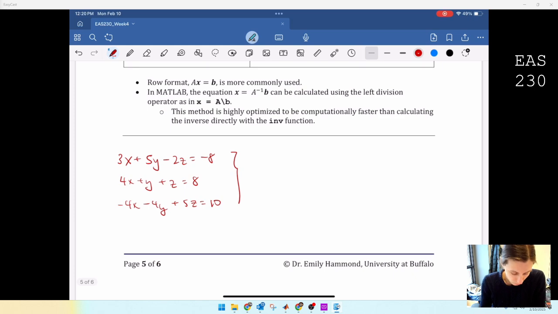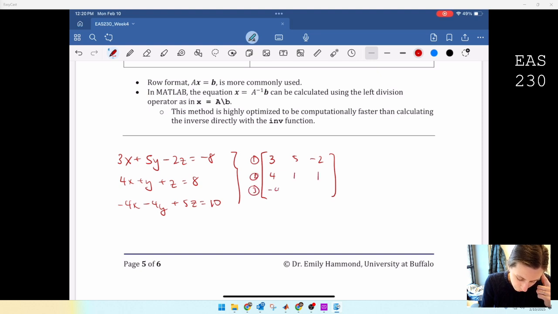So if I look at this system, I've got matrix A, which is going to be filled with my coefficients. So from equation 1, it's 3, 5, negative 2. From equation 2, it's 4, 1, 1. From equation 3, it's -4, -4, 5. Where here's the value in front of x, in front of y, in front of z. So notice we have this little grid that forms. Equation 1, 2, 3, value in front of x, y, z.